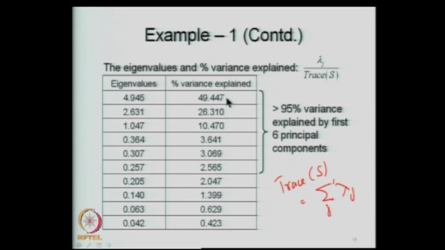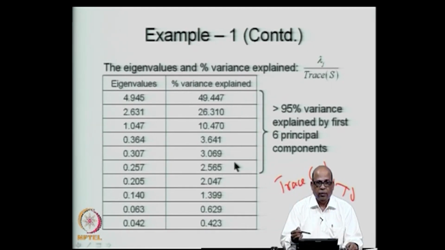Now, look at this. If we take the first 6 components, that is 49.447 plus 26.310 and so on. If you take the first 6, about 95% of the variance is explained by the first 6 components. So, we have the option of developing the regression using only the first 6, because we are satisfied that 95% of the variance is explained by these 6 components. So, I can ignore the remaining 4.